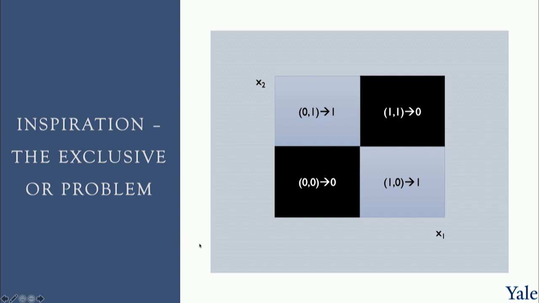Just as a reminder, the exclusive OR operation is true when the input arguments differ. Here we have the table with two inputs, x1 and x2, which can take on the value of 0 or 1. When both x1 and x2 are the same, the exclusive OR will output a 0, as shown in the black squares. When the inputs are different, the exclusive OR will output a 1, as shown in the blue squares. It turns out that the single neuron model cannot solve this exclusive OR problem.